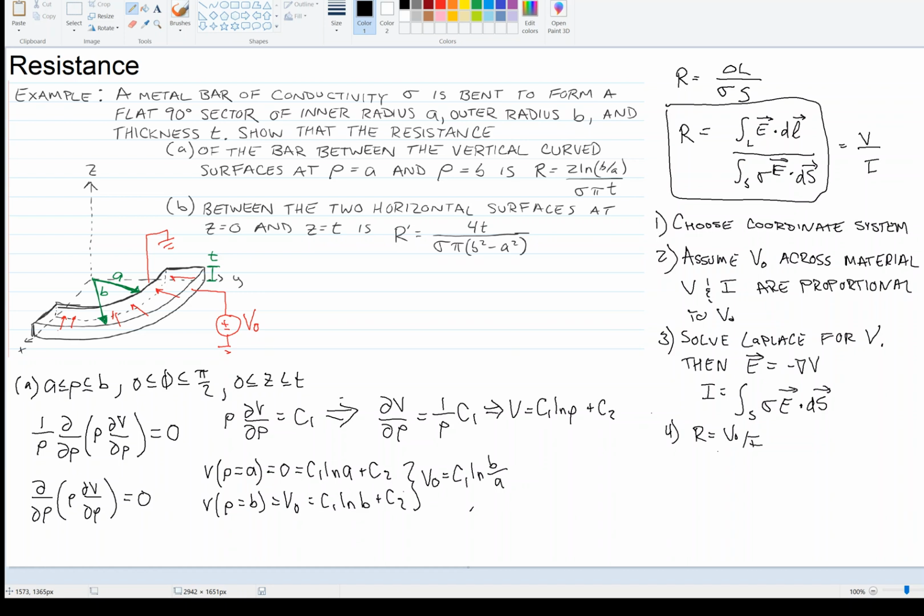All right, and then I can solve for C1. That would be V0 over natural log of B over A, like this. And then I can plug C1 into any of these equations and solve for C2. And I get C2 is negative V0 natural log of A over natural log of B over A.